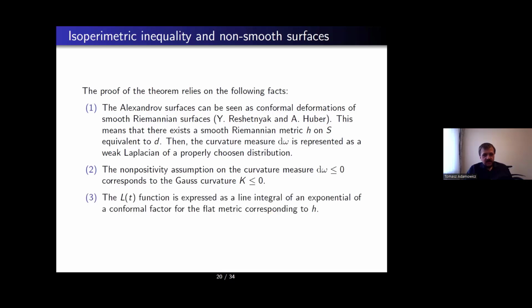Finally, when one computes the logarithm of L of t, it helps to observe that the function L of t can be expressed as a line integral of the gradient of a conformal factor for the flat metric corresponding to H. So in fact, we do two changes of metric. First, for D, we choose this smooth Riemannian metric, and then we uniformize the annulus and choose a flat metric whose conformal factor is then used in computations for L of t.